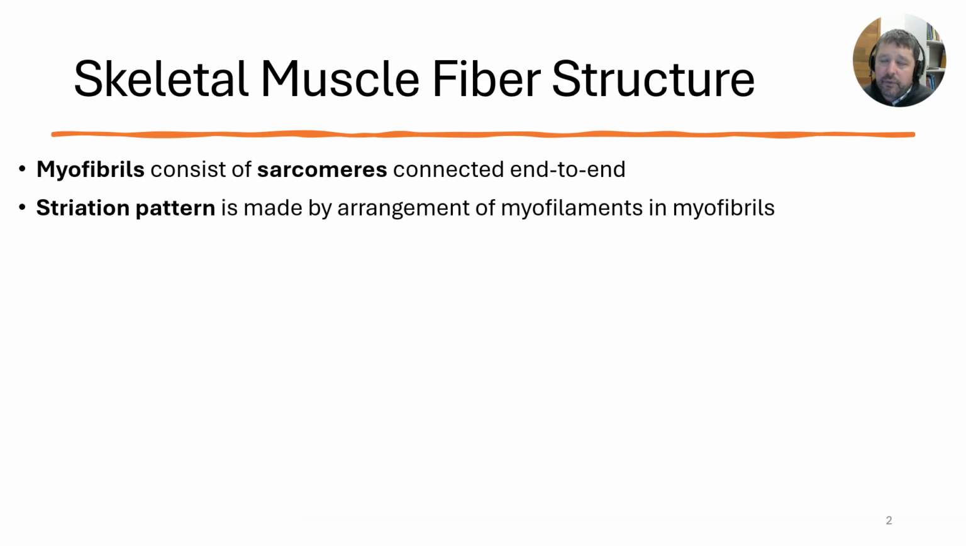All right. The myofibrils consist of sarcomeres, okay, which are connected end to end, and we already talked about them, and we'll come back and talk about them again. And that's really what gives that striation pattern, okay, and that's the arrangement of myofilaments in the myofibrils. That's what gives those lines that we see in skeletal muscle and cardiac muscle.